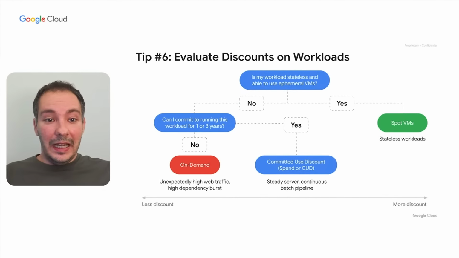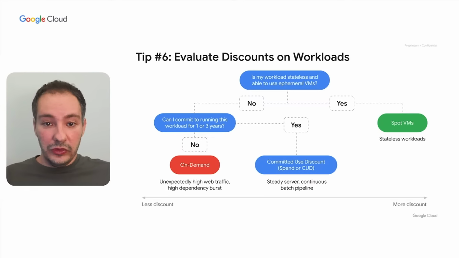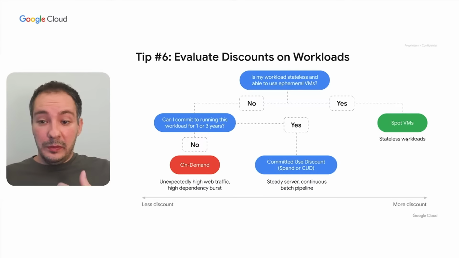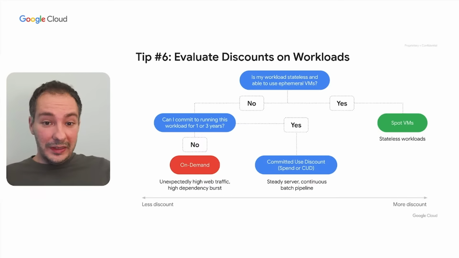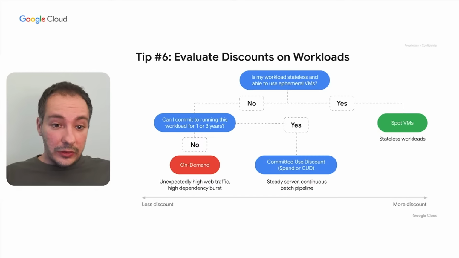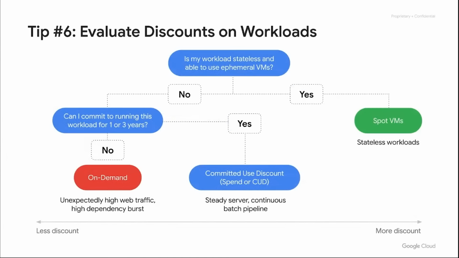Tip number six, guys, you can evaluate different discounts for your workloads. If you have a stateless virtual machine, you can use, for example, Spot VMs, which have bigger discounts. But if you have a virtual machine that is not stateless, you can consider committing with a CUD of 1 or 3 years, so you're going to have some discounts too. You have different discount options here according to your workload needs.